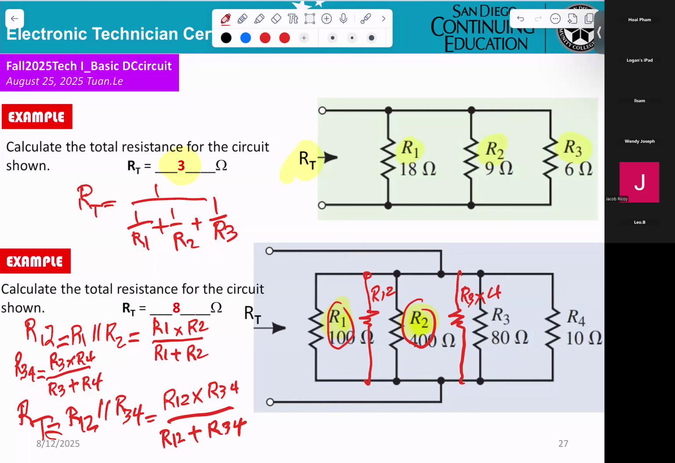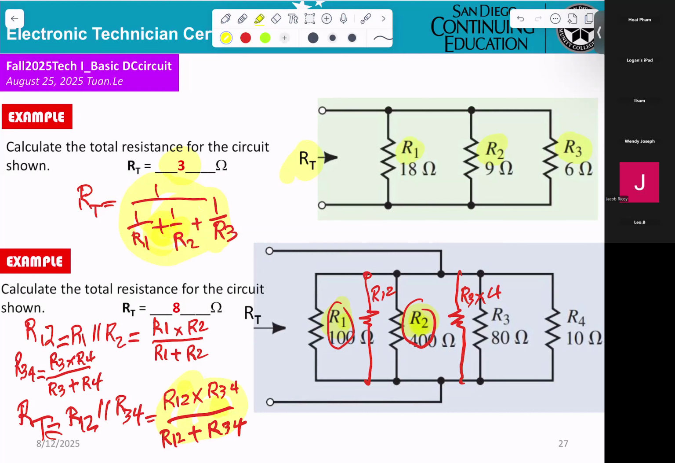Why do they want to do it this way? The reason is they don't want to use this formula. So that's why they combine two resistors in parallel to get another one. And also 3 and 4 in parallel, you get another one. Finally, 1, 2, 3, 4 in parallel, you use this easy formula.